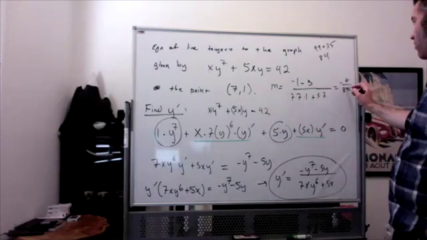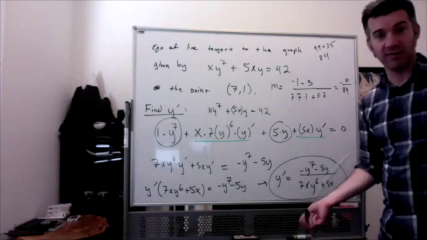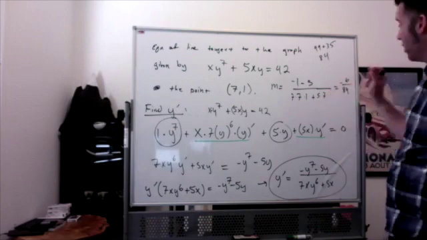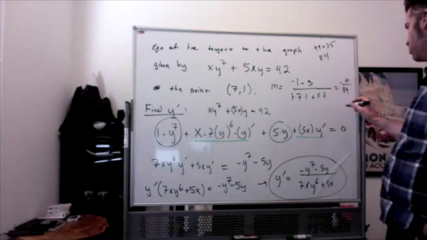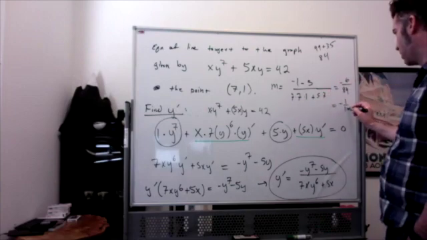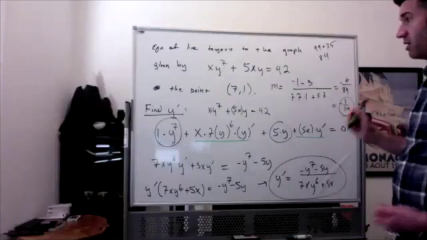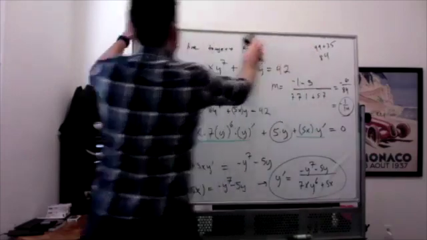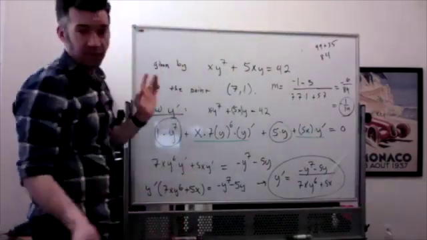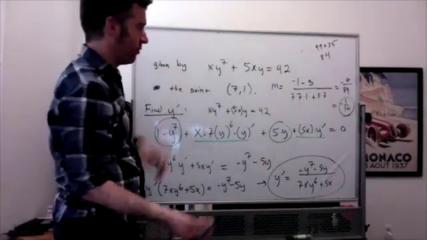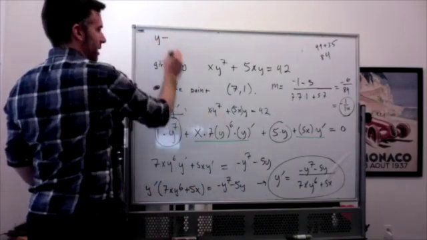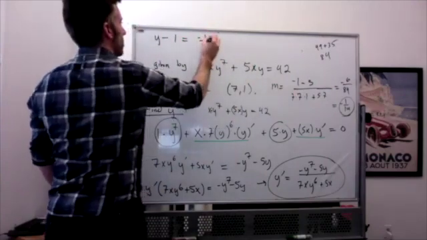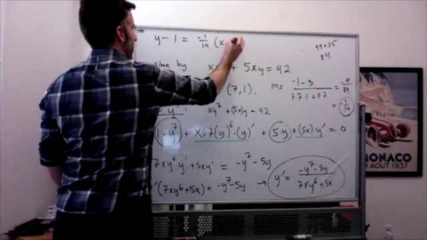Negative 6 over 84. 84 is divisible by 6 because it's even and its digits add up to a multiple of 3. 8 plus 4 is 12. So this reduces to negative 1/14. So then the equation of the tangent line would be, I don't even want to write that part anymore. Let's do it up here. I'm going to be lazy and just leave it in the point-slope form. It's going to be y minus 1 equal to the slope times x minus 7.